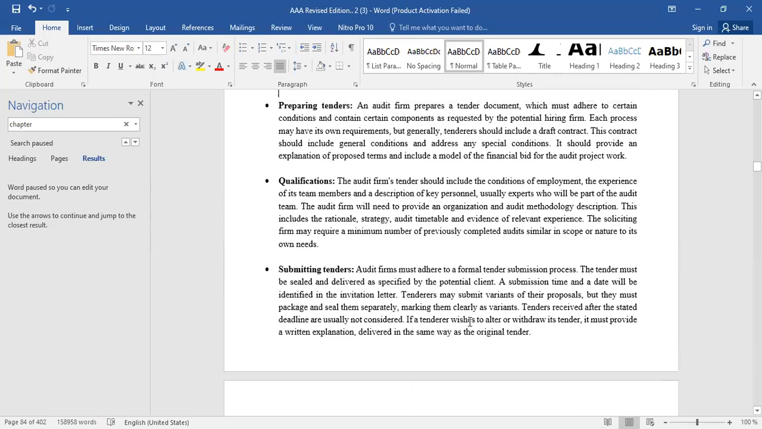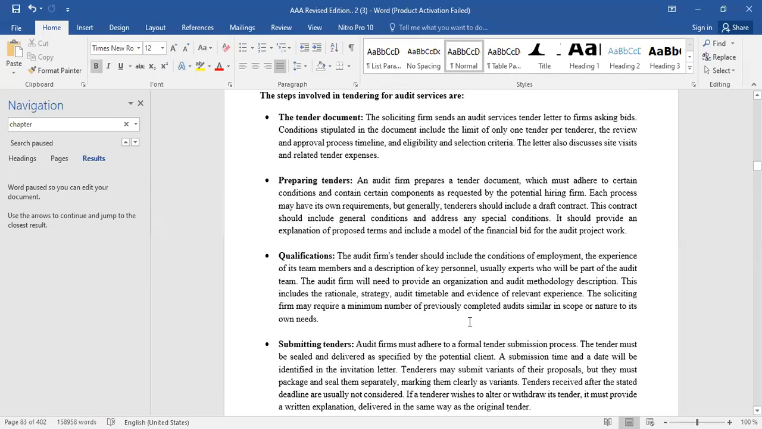Tender. The first stage was a tender document, you pick the tender document, prepare it by filling. So this one, an audit firm prepares a tender document, which must adhere to certain conditions that have been given by the client and contain certain components requested by the client. Each process may have its own requirement, but generally tenderers should include a draft contract. So the tender document has a draft contract.